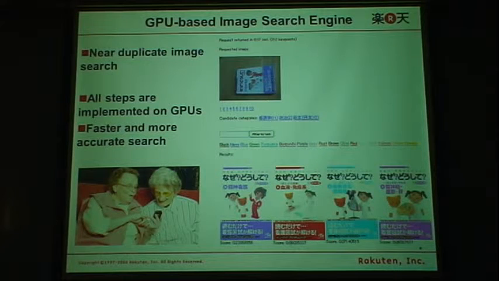For example, we are looking for an object that is taken from different angles, lighting conditions, scales. Let's say you have a hardcover book and you are going to search for it in the online bookstore. You don't need to write keywords. The only thing you have to do is just take its photo with your mobile device and send it to the server. We have achieved this with GPU support. All steps are implemented on GPUs, so that faster search is possible with more accuracy.